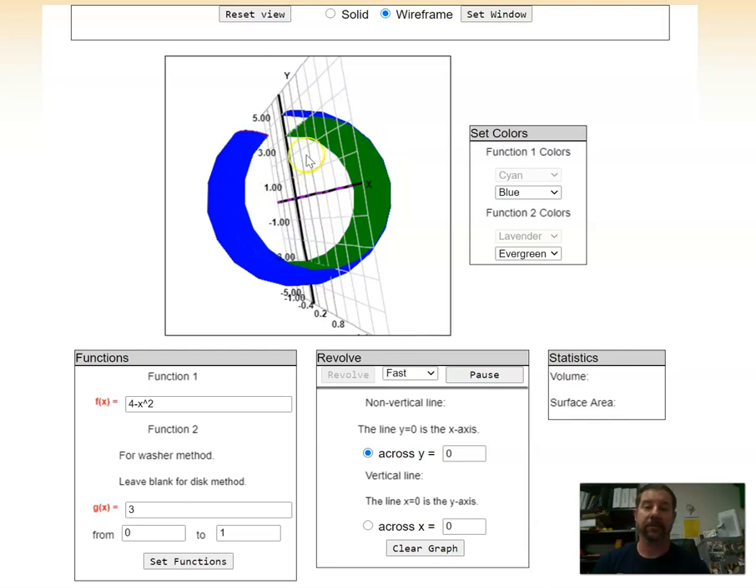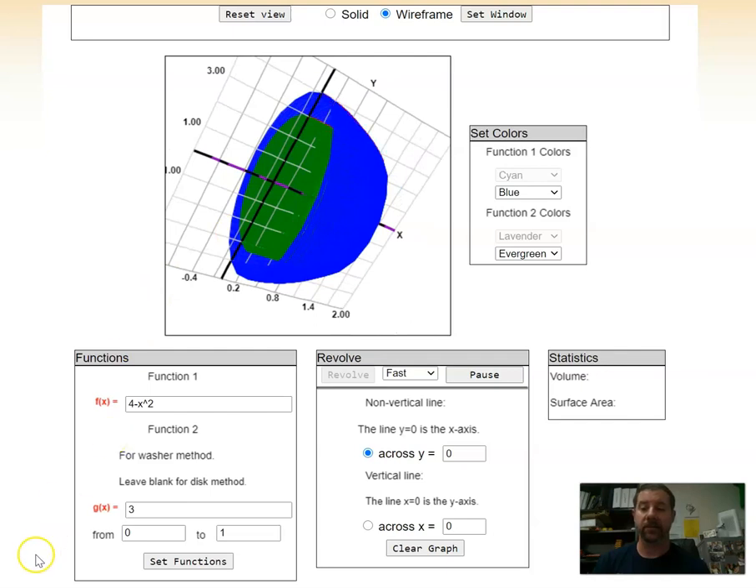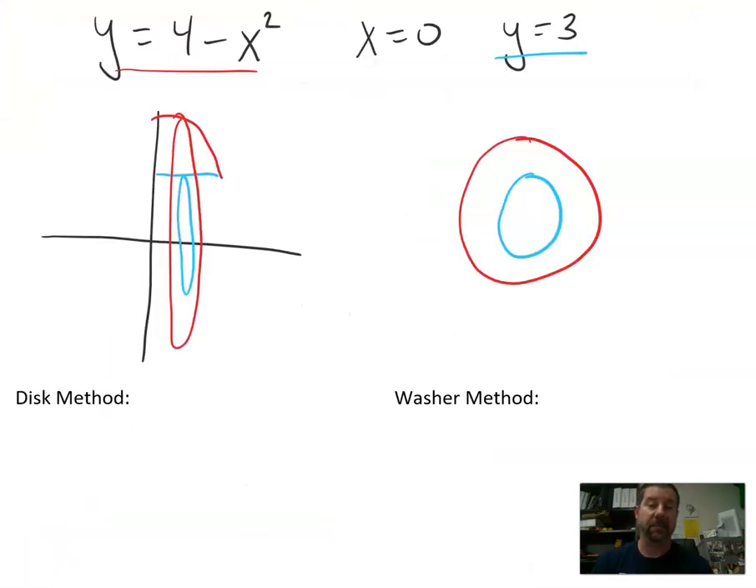So now let's go back and let's talk about how we're going to do that. For the disk method, we had the area of this circle, right? And we integrated that from a to b, and we just did the area of the circle dx, right? That was the disk method. For the washer method, we're going to use the same idea, except I need the area of this donut shape now, and I'm going to integrate that from a to b.